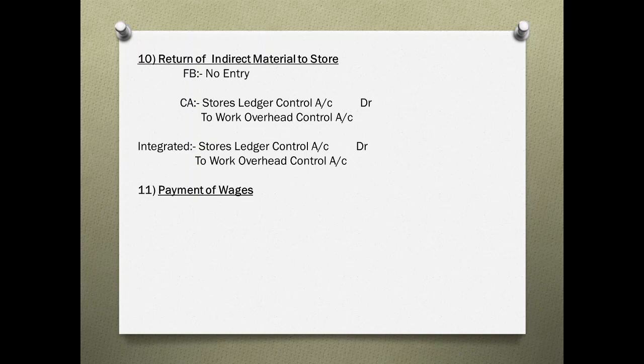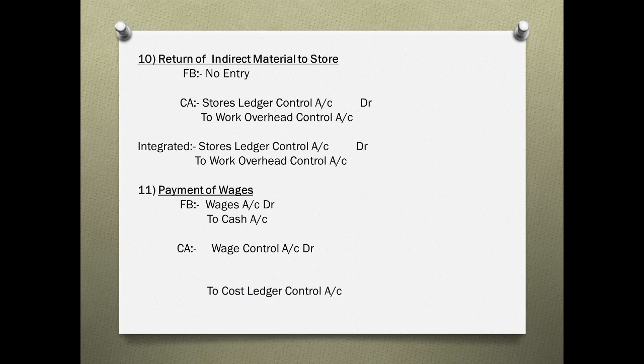When wages is paid, how would it be recorded under the financial book? Money is going out, wages is my expense, so wages account debit to cash account. How would it be recorded under the cost accounting book? It would be recorded as wages control account debit to, instead of cash we write cost ledger control account. Combination of these two would be my integrated entry, which is wage control account debit to, instead of cost we will again get back to cash.